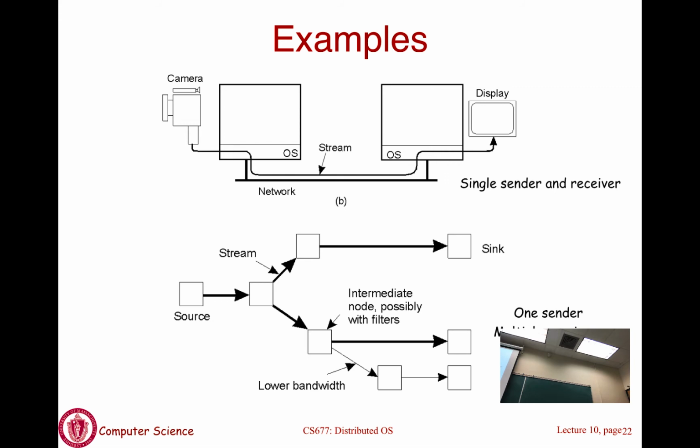So the data is actually flowing to lots of different recipients. There's one sender, many receivers. Okay? That's essentially multicast streaming. Streaming to a large group of users. Not that there's only one recipient, there are many recipients.